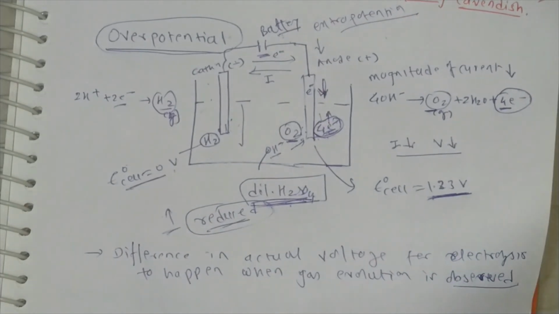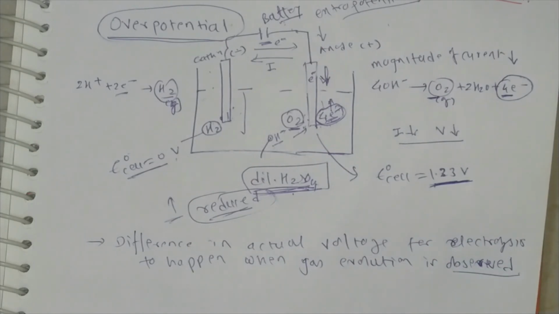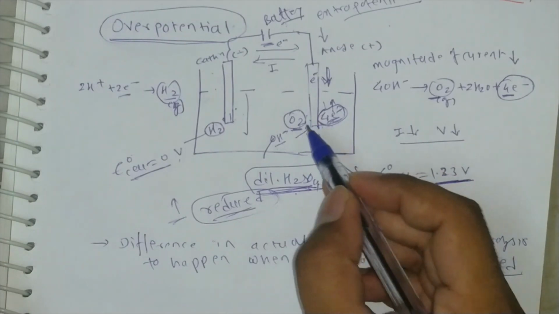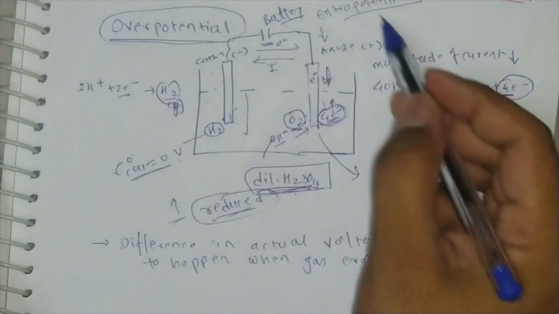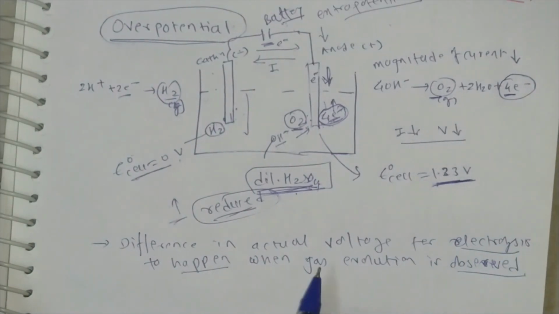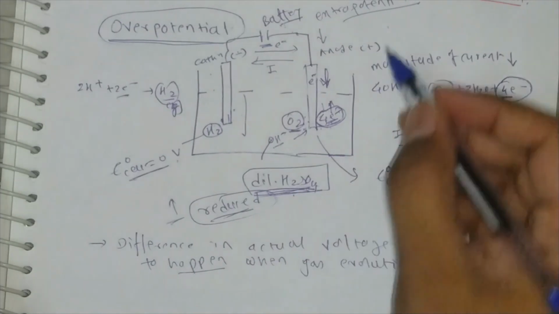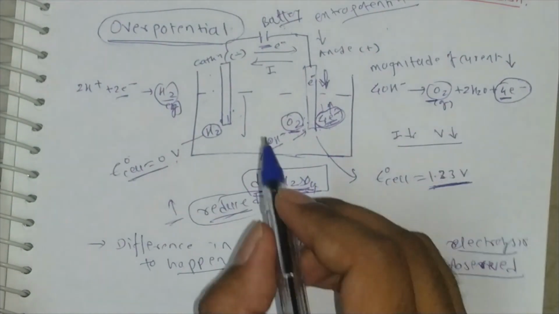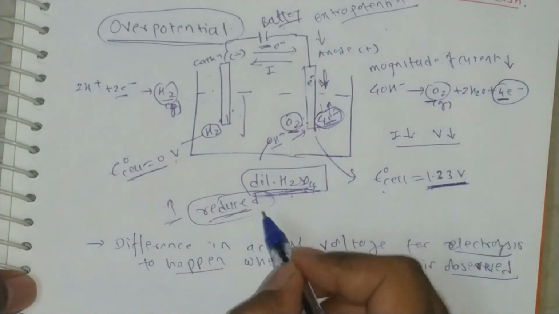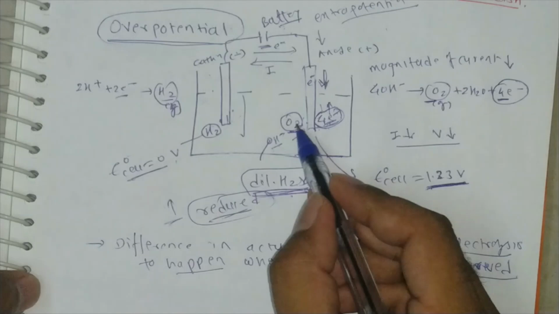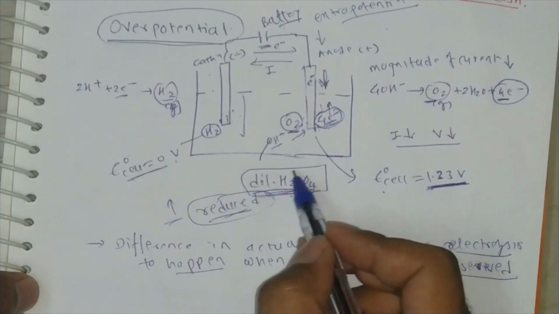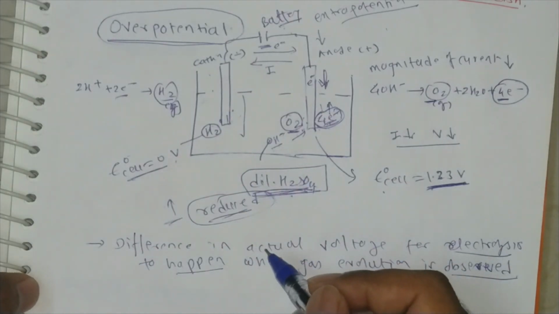When gas evolution is observed, there is a difference in the actual voltage required for electrolysis to happen. For electrolysis of dilute H2SO4, theoretically we need a potential of 1.23 volt, but as soon as oxygen is generated, some extra potential is required for carrying out the electrolysis of dilute H2SO4.